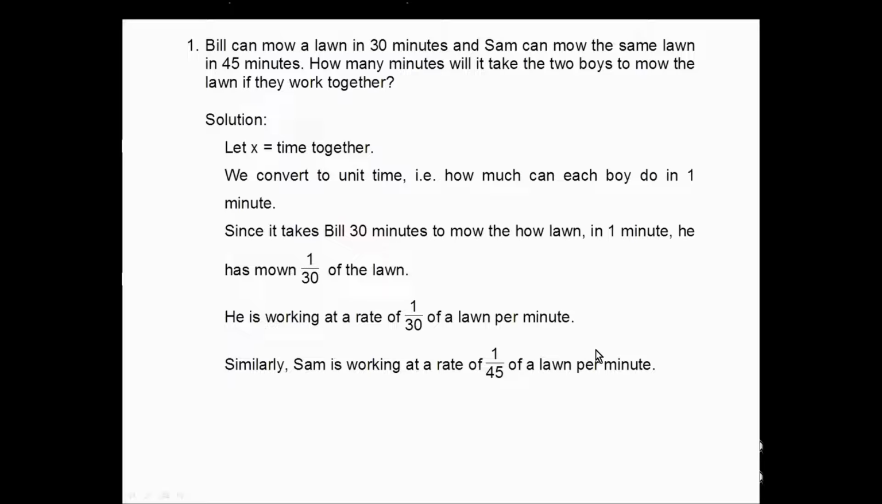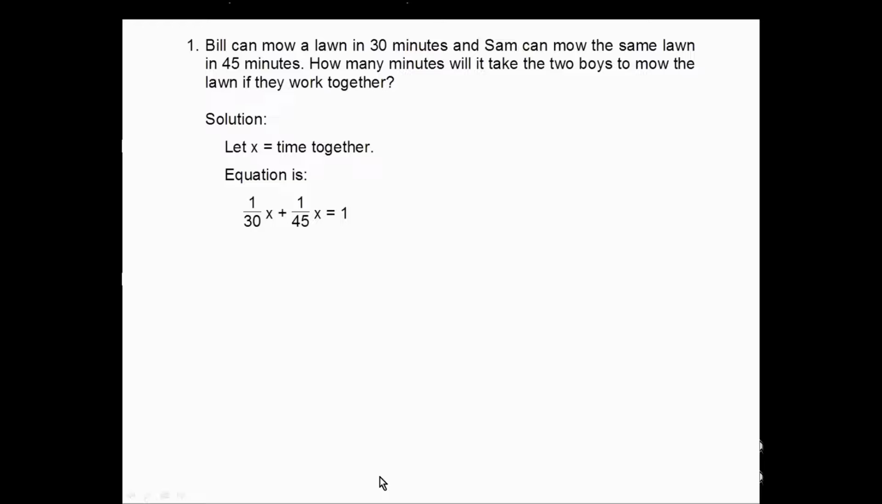Since they're working together, we're going to add. And remember, they're working for a total of x minutes together. So our equation is going to be 1/30th x plus 1/45th x is equal to 1. The 1 stands for one completed task, in this case, one mowed lawn. So again, notice, we inverted the individual times, multiplied by the time together, and added.